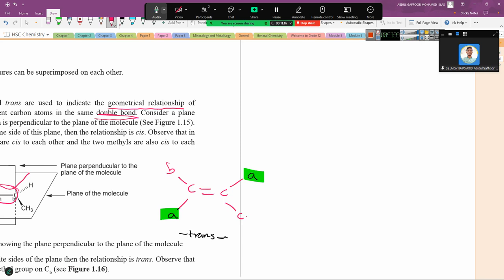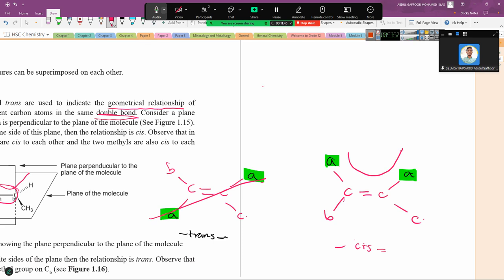And for cis, the idea is very simple. Let's say the same carbon. Here we have A, here we have A, here we have B, and here we have C. Now, if you look at the same system, A and A, they are on the same side or same orientation, right? So since they are in the same orientation, this is called cis. And here they are opposite to each other, so this is called trans. This is the idea. Is that clear now?